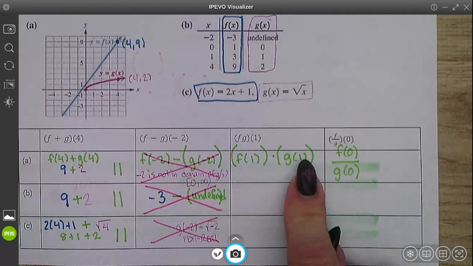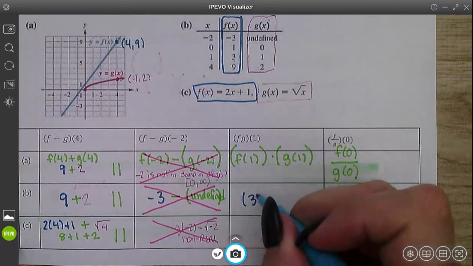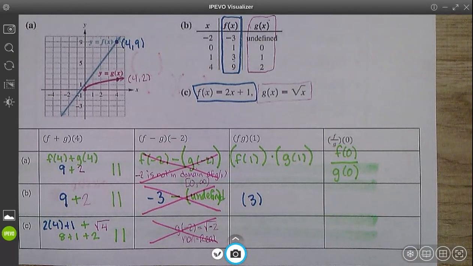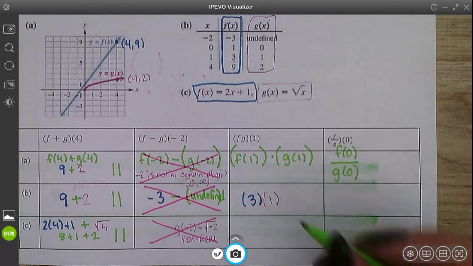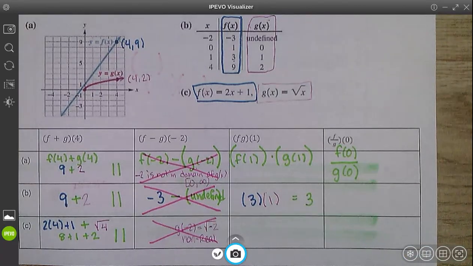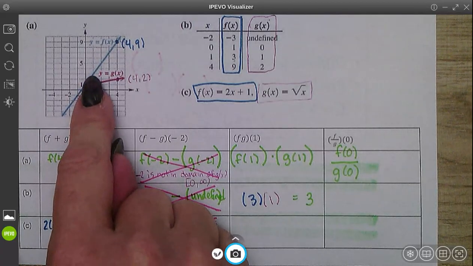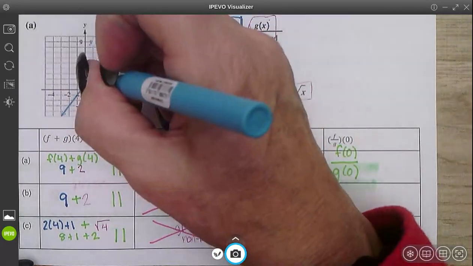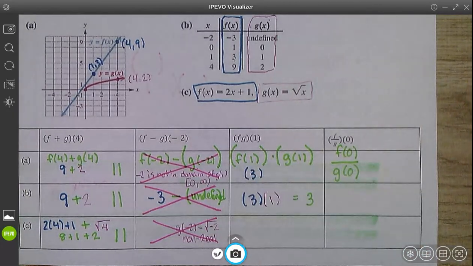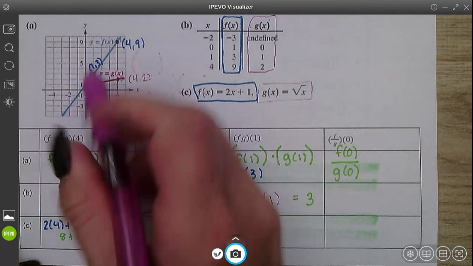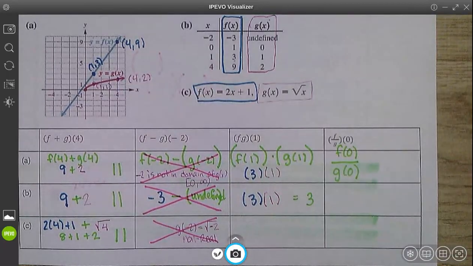How about f of 1 times g of 1? According to the table, f of 1 is 3. And g of 1 is 1. So f of 1 times g of 1 should be 3. Looking at the graph, f of 1 takes me to the ordered pair 1, 3 right there. So f of 1 is 3, and g of 1 takes me to the ordered pair 1, 1. So 3 times 1, also 3.